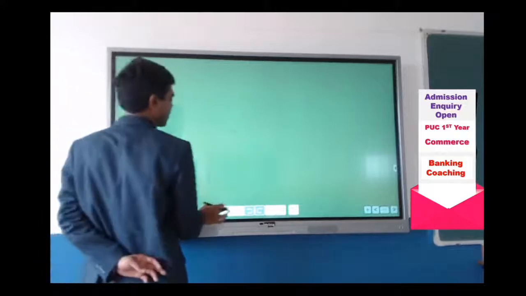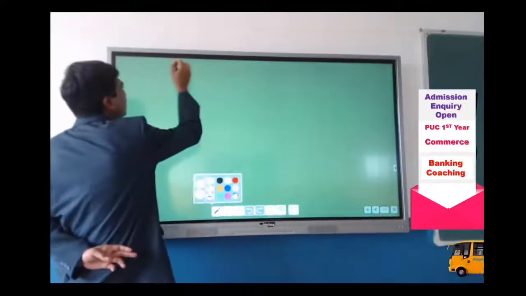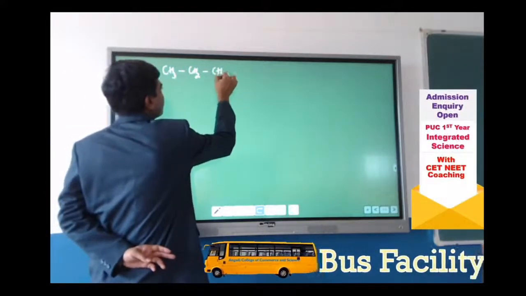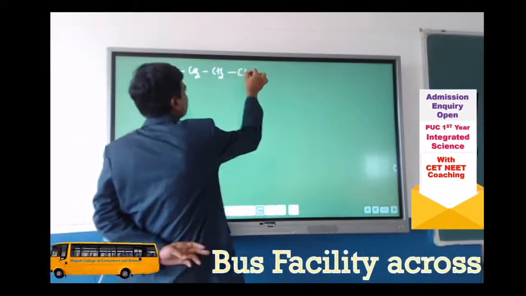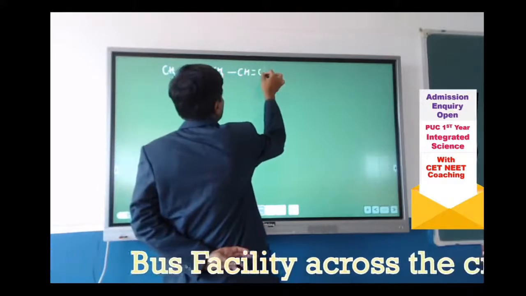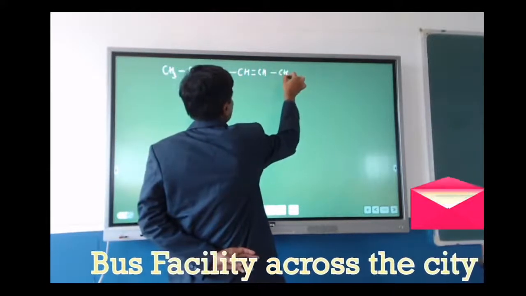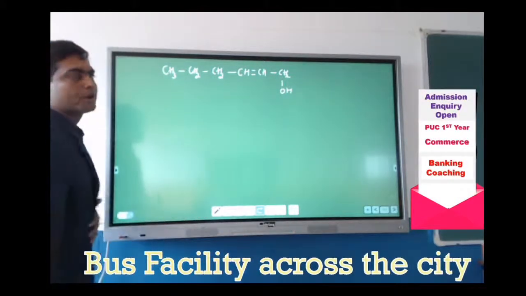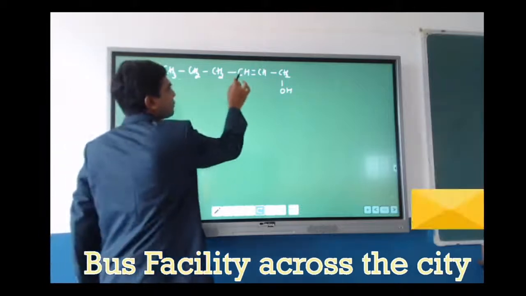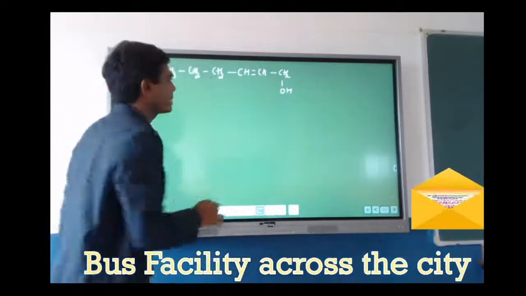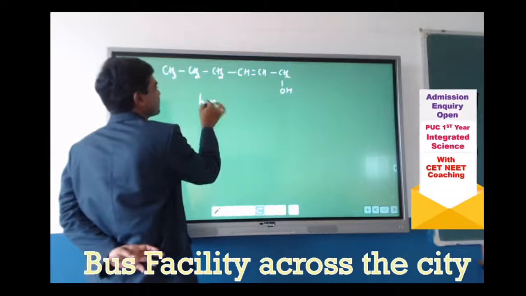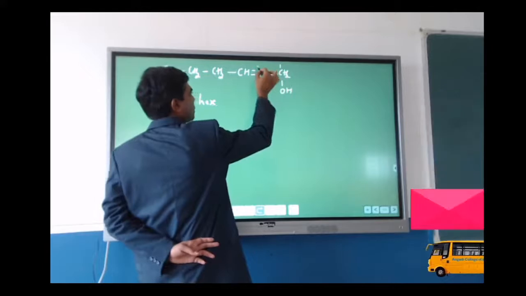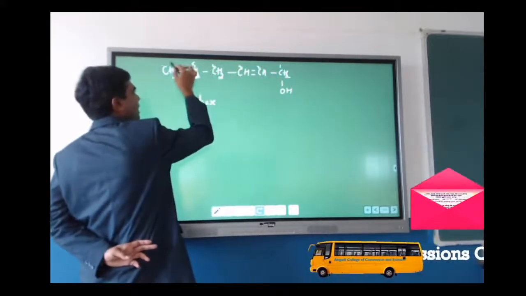So what are the different examples I am taking? Let's see. CH3, CH2, CH2, CH, double bond CH, CH2, OH. So how to name this and write the bond line formula? 1, 2, 3, 4, 5, 6. 6 carbons are there. I will write like this. One double bond is there. Numbering starts from there. 1, 2, 3, 4, 5, and 6.